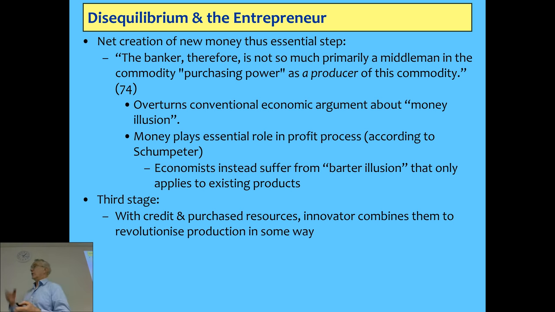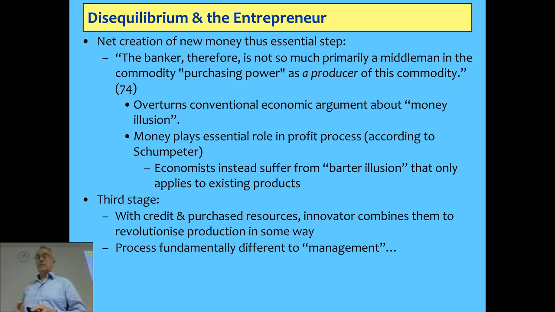So once you've got the money, you've got an entrepreneur with a new firm wanting to make a rocket to fly from New York to Shanghai, got the money to build it, then you start combining those products together. And that's not management, he said. And this is a lot of what neoclassicals talk about the entrepreneur or about management, is about doing things efficiently. What Schumpeter is talking about is doing things for the very first time.